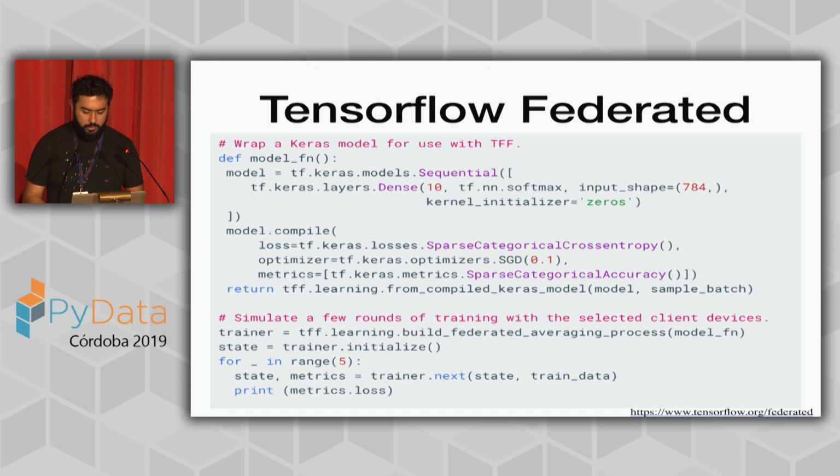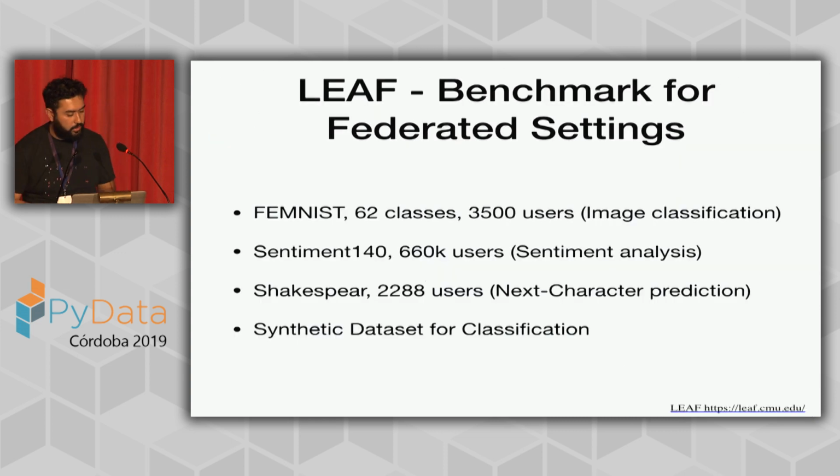And if you're really interested, there is another website called Leaf that is made by Carnegie Mellon University. Here I'll just list 4 data sets, but there are I think a few more. There's another one again from MNIST, one for sentiment analysis, another one for character prediction, and one to create synthetic data sets.